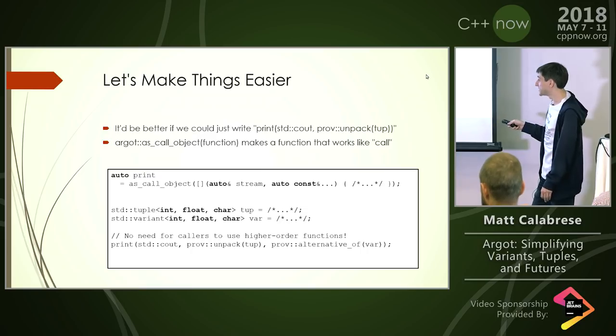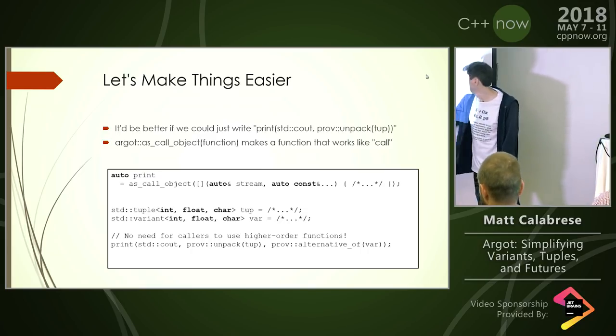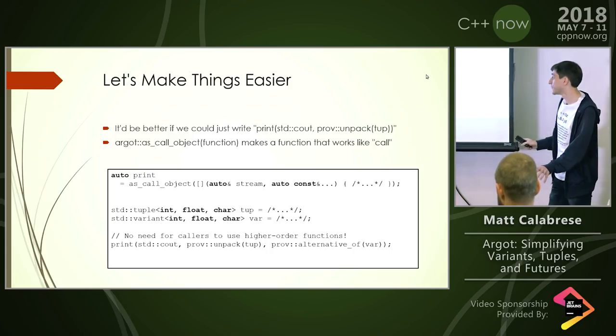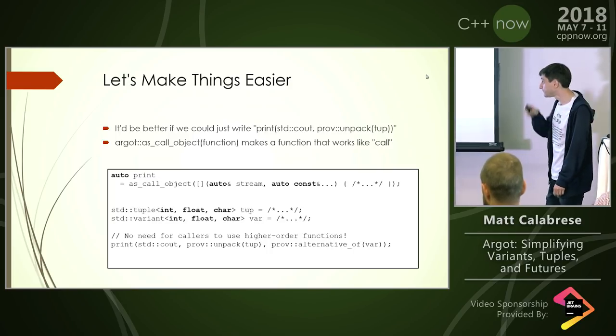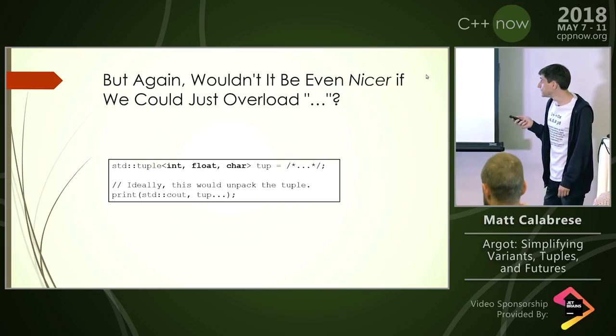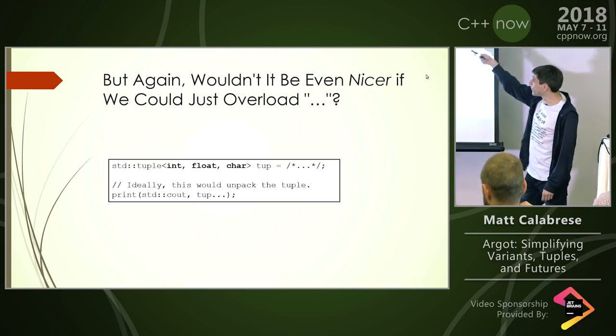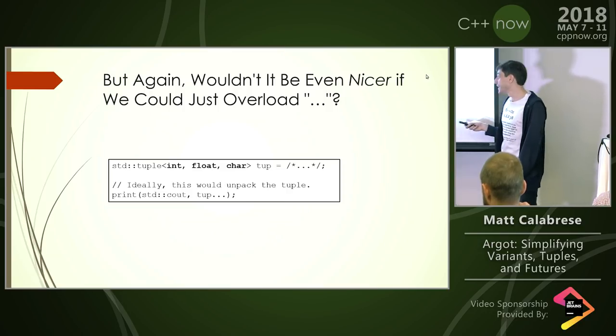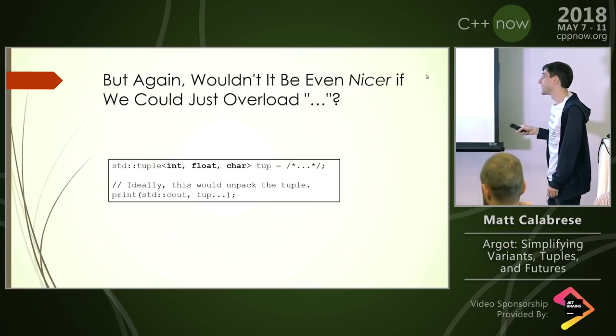I have a much easier time reading this than the visit unpack nonsense, especially when you have two different things here. You'd have to have nested lambdas, and it gets messy pretty quickly. But again, wouldn't it be even nicer if we could just overload dot dot dot? And we're getting back to this point: why can't we just do this in the language?